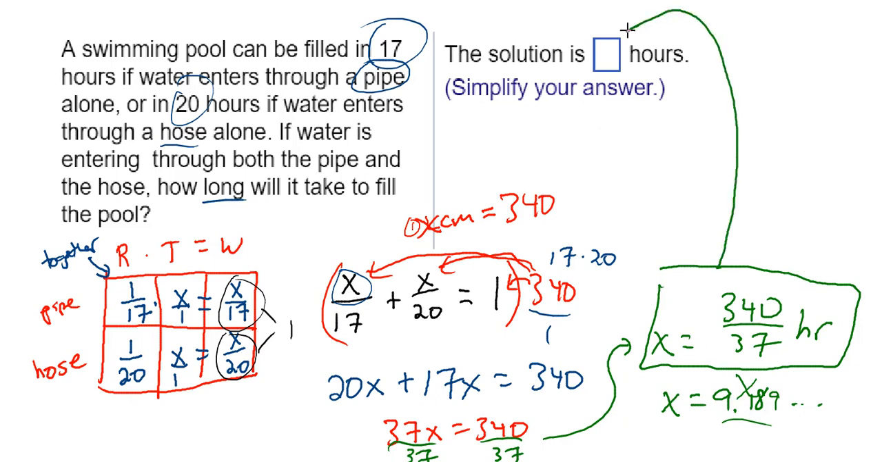But since it doesn't ask us to round it, I don't think it wants a decimal answer. It wants the fraction answer. And I don't think that can be reduced. Trying to think. Yeah, I'm pretty sure that can't be reduced, because 37 is a prime number, and 37 doesn't go into that. So I'm pretty sure that's the right answer. All right, let's move on to the next example.